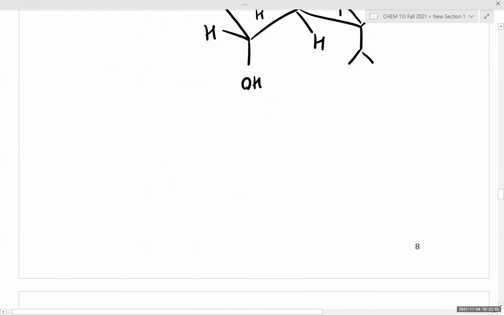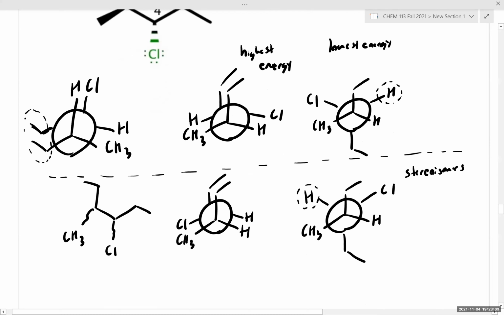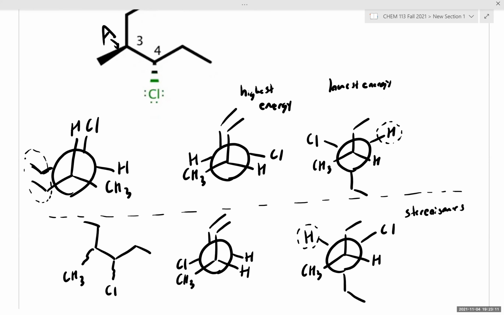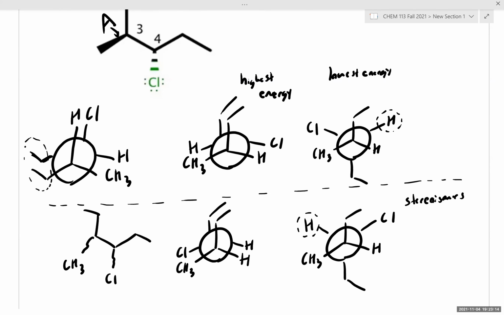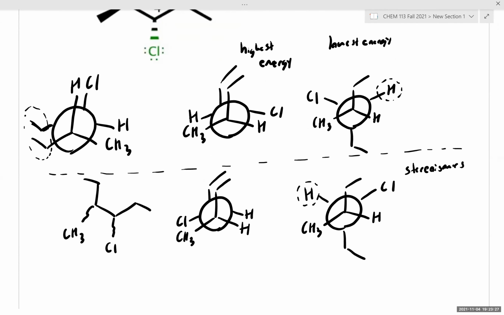So looking at the next question. In this case, we're able to draw out the highest energy and lowest energy conformation through qualitative comparison of the bulk of our chlorine, ethyl, and methyl groups. We concluded the ethyl groups have the greatest amount of steric bulk, and as such, if we place these ethyl groups eclipsing, we'd have the highest energy conformation. Does this example make sense?